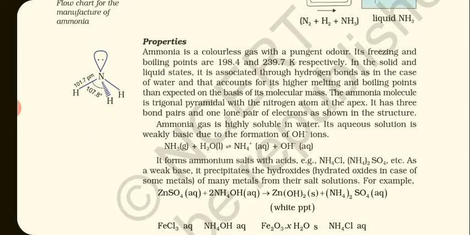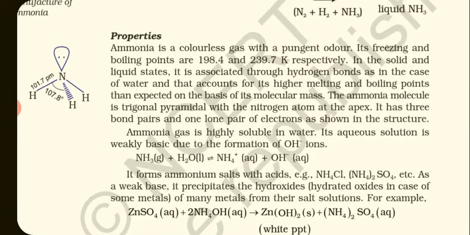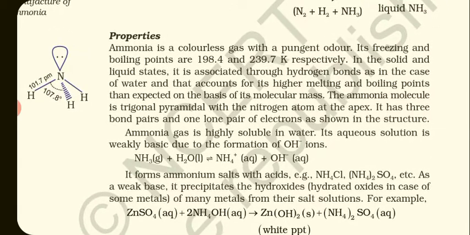You can see the diagram of ammonia with nitrogen as the central atom. On the left hand side there is a lone pair of electrons and three hydrogen atoms.